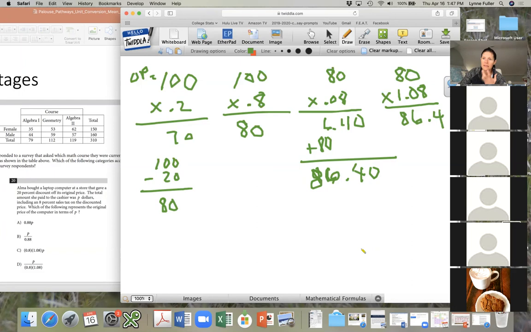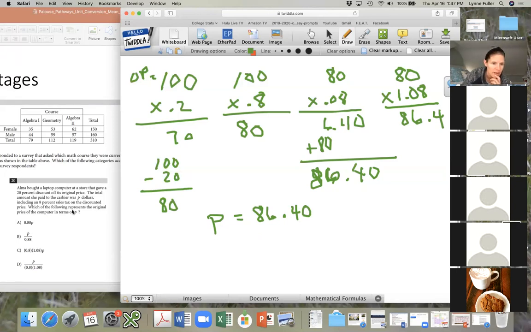So I like this knowledge of substitution. I like thinking in real terms. I don't like thinking in terms of variables. It makes it a lot easier to reason. So that means that what is her P price? It's $86.40, okay? That is her new price with the discounted computer and adding the tax in.